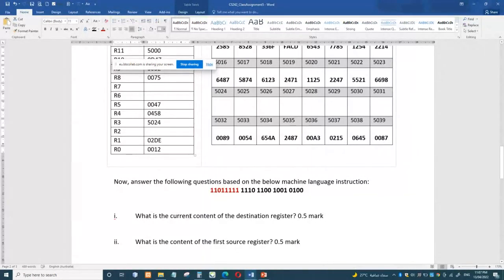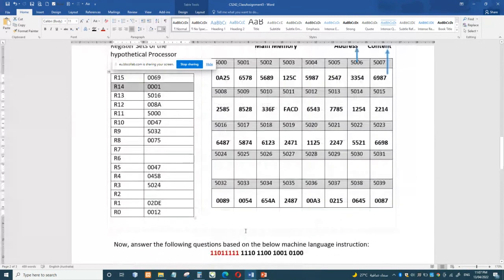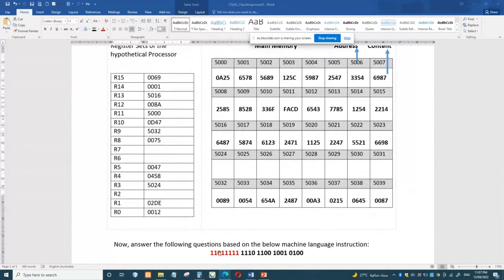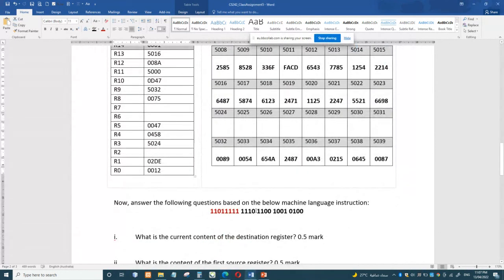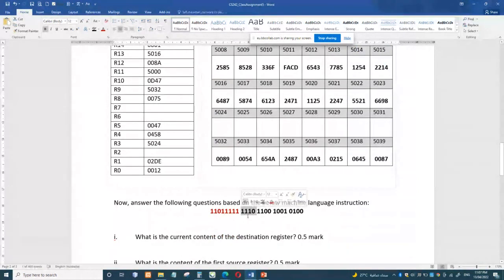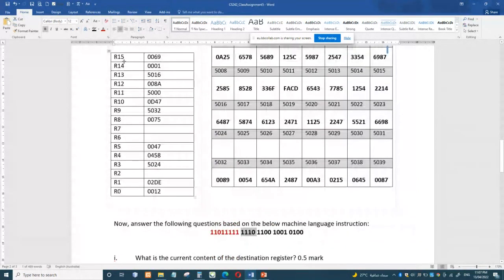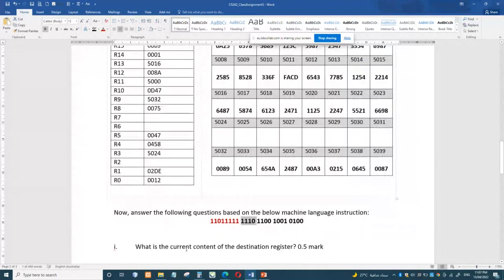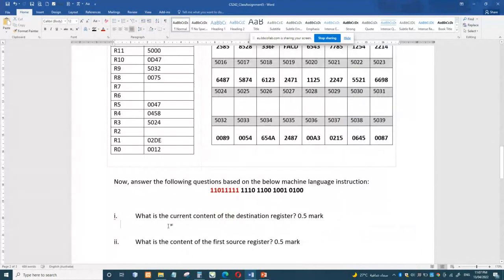So the first question: what is the current content of the destination register? Tell me. 001, 000. Because our destination register is 1110, which is number 14. So that's register number 14, R14. Is anyone trying to ask any question? No.